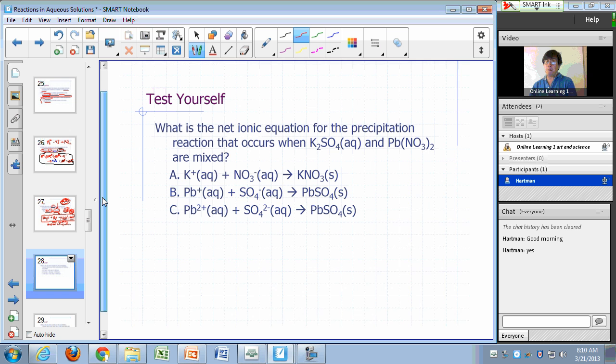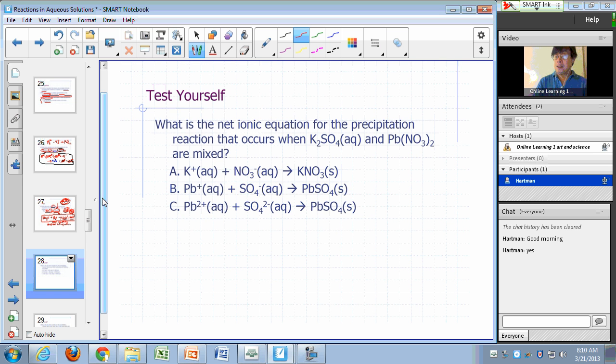Right. So what happens if you have a precipitation reaction that occurs between potassium sulfate and lead nitrate? I think you should be able to figure this one out. Let's do a poll and see what your answer for this would be. Is it A, K+ plus nitrate gives you KNO3 solid? Or B, Pb+ plus SO4 negative 1 gives you PbSO4? Or C, Pb2+ plus SO4 2- gives you PbSO4 solid? What would be the best answer here?